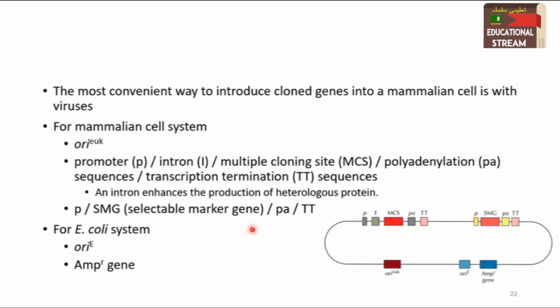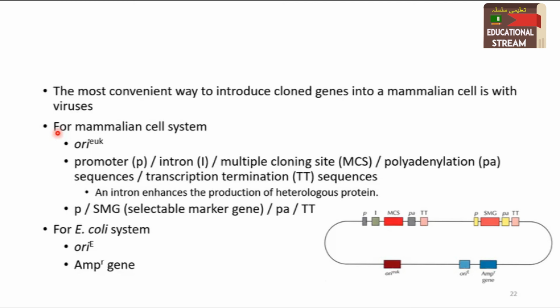The vectors that we use in mammalian cells are mostly viruses, because it is the most convenient way to introduce cloned genes into a mammalian cell. This method also takes advantage of the natural capacity of a virus to insert its DNA or RNA into the cell and sometimes into the cellular environment.